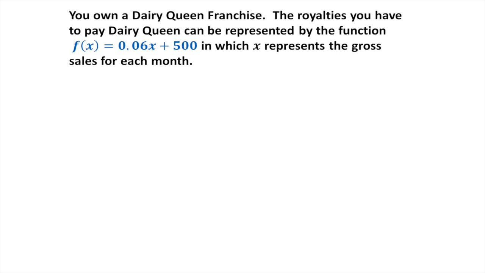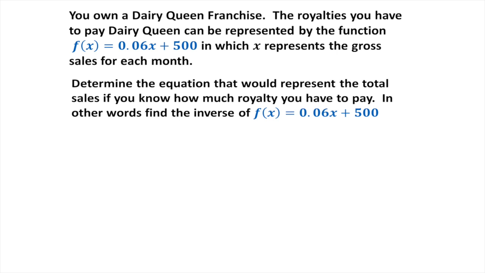So now we're going to take the same scenario. This time we're going to calculate what the inverse is, because sometimes you'll receive a bill from Dairy Queen and they'll say you need to pay this amount in royalties. You want to make sure that they're calculating the amount, your gross sales, correctly. So it's easier to calculate the inverse of this function, and you can use that every single month. Whenever the bill comes in, you can say, no, you're calculating this based on us selling this amount, really we only sold this amount.